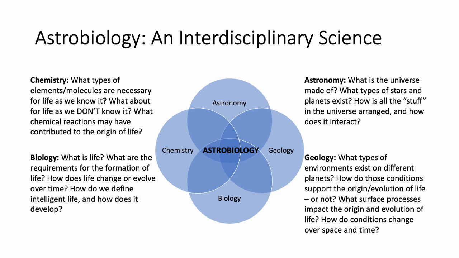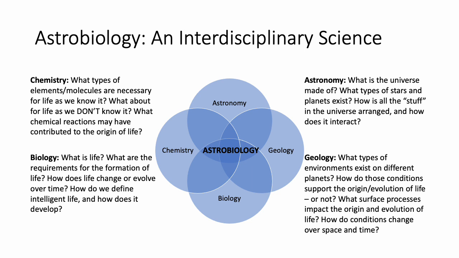If you look at geology, some of the important questions are: what types of environments exist on different planets? How do those conditions support the origin or evolution of life, or not? What surface processes impact the origin and evolution of life? And how do conditions change over space and time? Geology is really limited to small objects on an astronomical scale, whether that be planets or even interstellar dust. And a lot of my own personal research is a great mixture of astronomy and geology. I do have a background in geology.